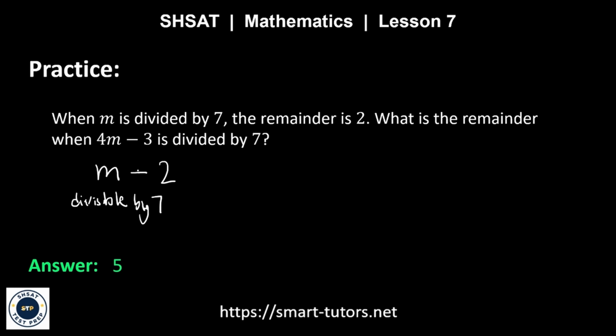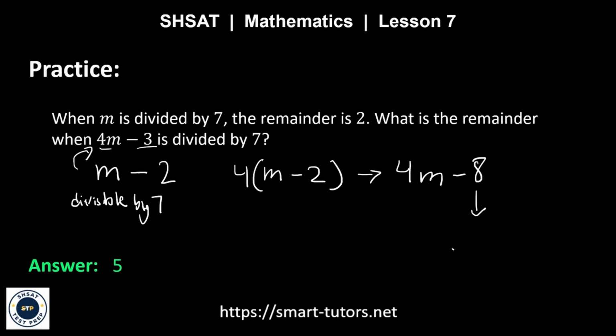So now we want to make this expression closer to this expression, so we can multiply m minus 2 by 4. Since we know m minus 2 is divisible by 7, this should also be divisible by 7, since when you multiply, it doesn't change the divisibility by 7. So now that would give us 4m minus 8. That's close to 4m minus 3. 4m is there, but we have a negative 8, so we want to make that into a negative 3. The way we can do that is by adding 5. So we have 4m plus 5, and minus 8 plus 5 would give us negative 3. So we bring the 4m down, and that gives us here.